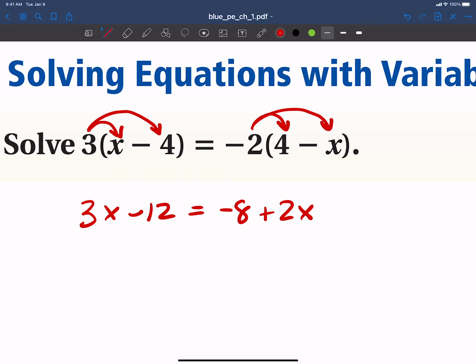Who has a preference of which x to move? Keep the second one, because I have a preference. I would subtract the 2x to this side because I like working with positive x's, right? But could you have moved 3x to the other side? Yes, for sure. What does 3x take away 2x? Is just x. Good. Now rewrite everything we haven't used.